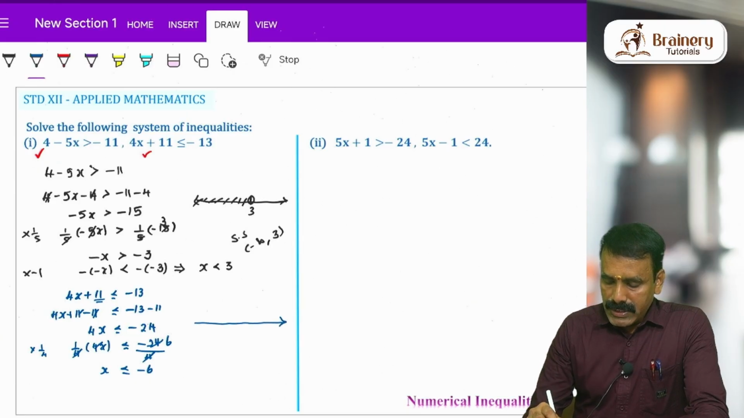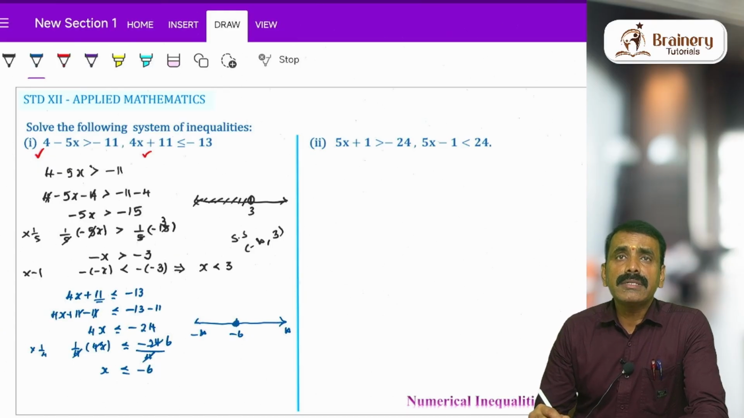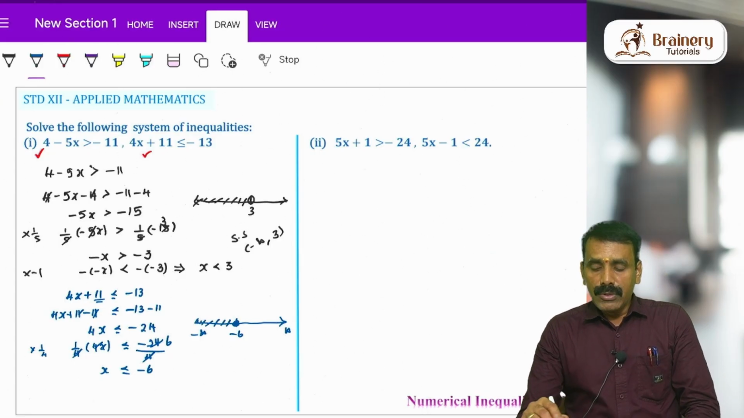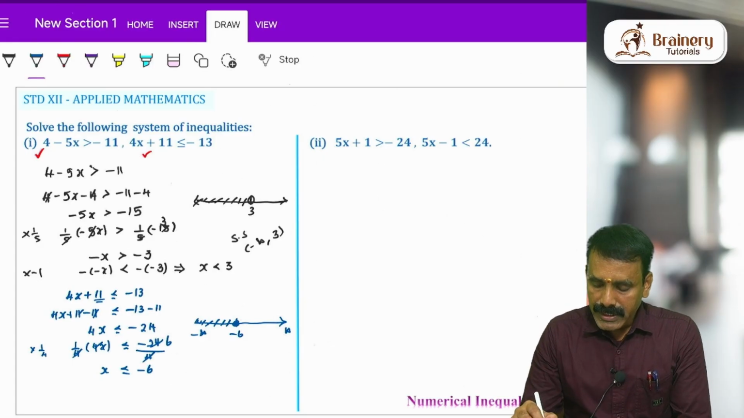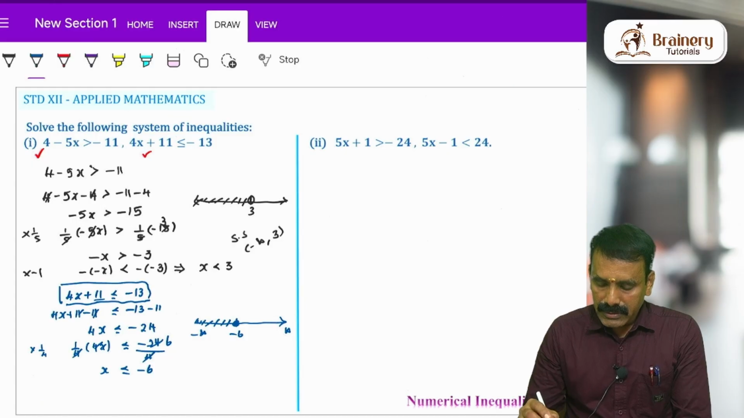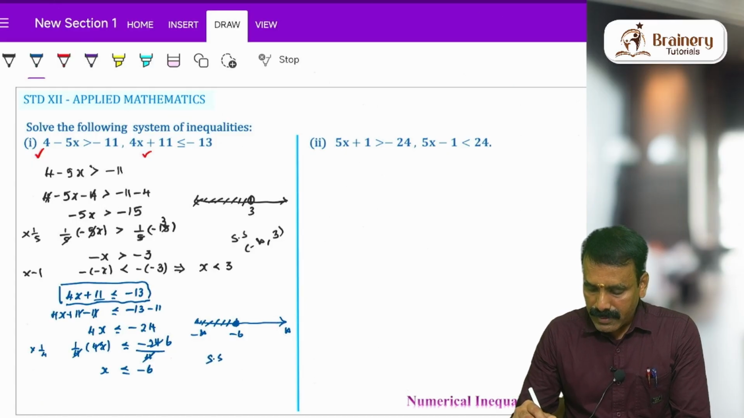So for this, the solution set will be minus infinity to minus 6, and it is going to be closed. Why is it closed? Because we are having the less than or equal to symbol. If you consider the first as a separate inequality, the solution set will be minus infinity to 3. For the inequality 4x plus 11 less than or equal to minus 13, the solution set will be minus infinity to minus 6, closed.